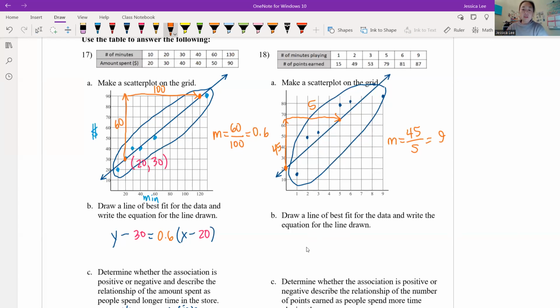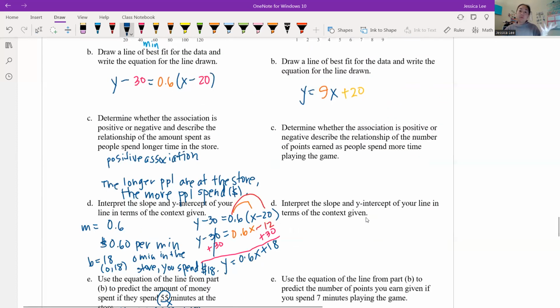So again, we're going to write the equation. So y equals, well, actually, let me change the color of that. So y equals my slope, which is 9, x. Now, my y-intercept is a 20, right? So plus 20. All right, my y-intercept is right there. All right, let's go. Made the equation. See how simple that was?